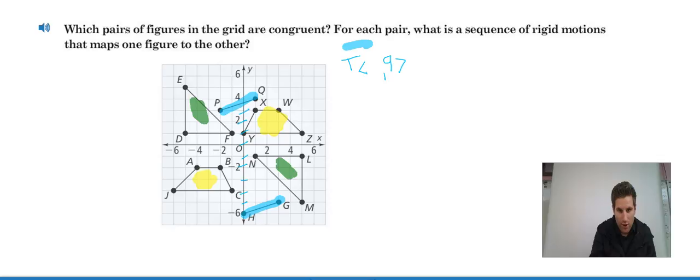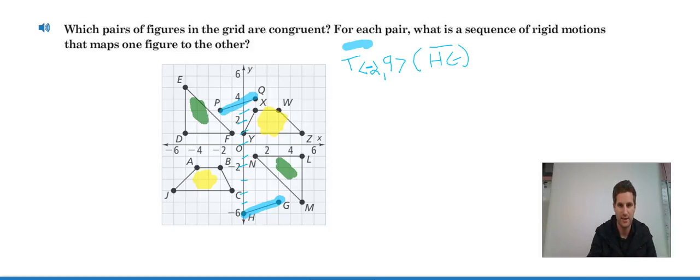And then we're going to go over 1, 2 to the left. If I'm going to the left, that's a negative, negative 2. So that should take care of the transformation for HG to PQ. Okay, so we're going to transform HG, and it's very important we say which one we're transforming, because if we do it the other way, it won't work. So that will get them to overlap.